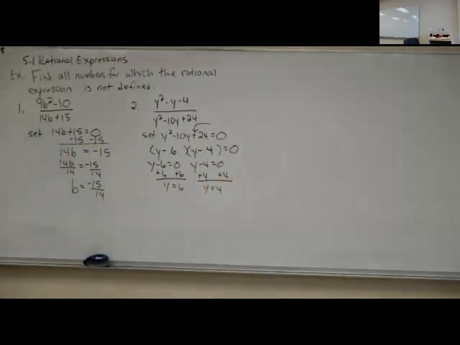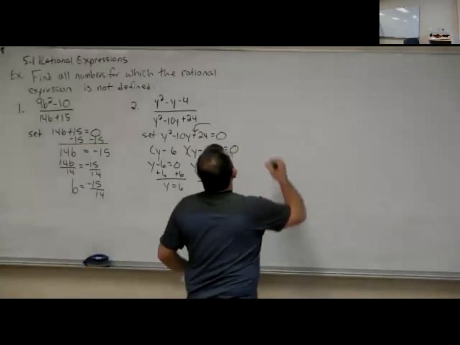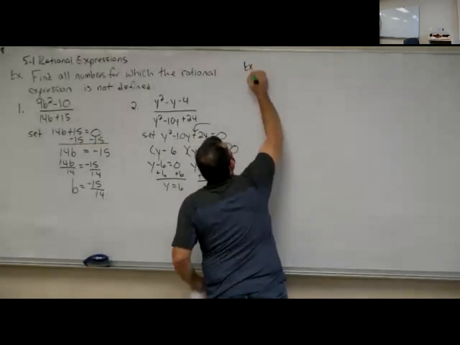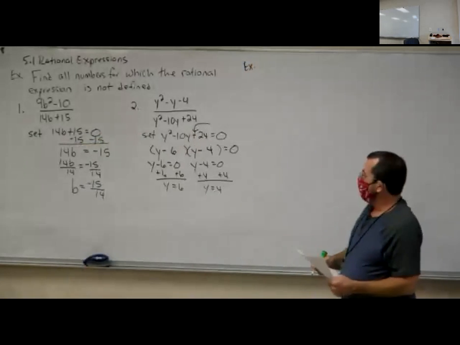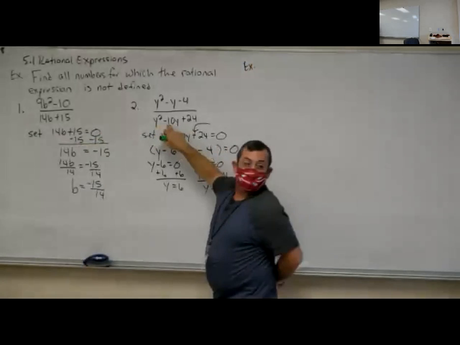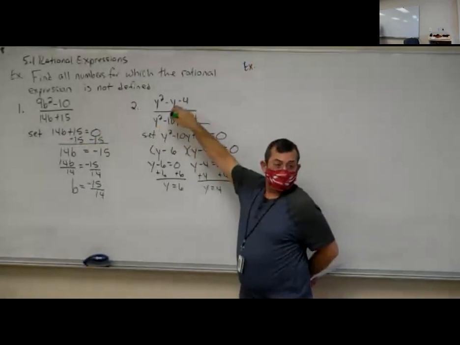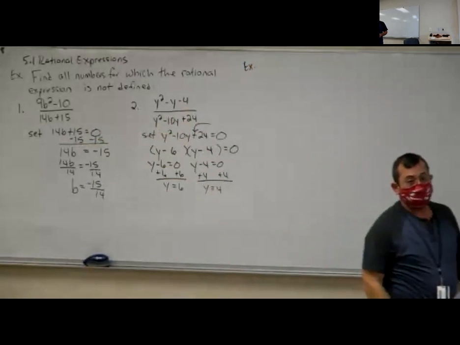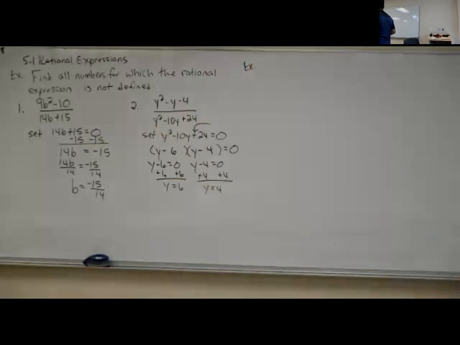So for 1 and 2, you're just looking for numbers that make it undefined. And the 6 and 4 make it undefined. So if I put a 6 in for that y right here, that would give me a 0 in the bottom. Remember, anything divided by 0 makes it undefined. And since there's a y squared there, that meant there were two numbers that would give you a 0 on that one.